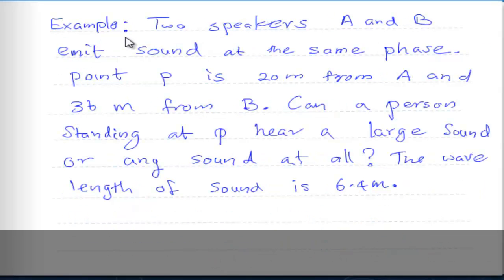point. An example: two speakers A and B emit sound at the same phase. Point P is 20 meters from A and 36 meters from B. Can a person standing at point P hear a large sound or any sound at all? The wavelength of sound is 6.4 meters. So the question is, can the person at P hear a large sound or any sound at all. Large sound means a constructive interference. So we need to determine whether the person at point P experiences a constructive or destructive interference.